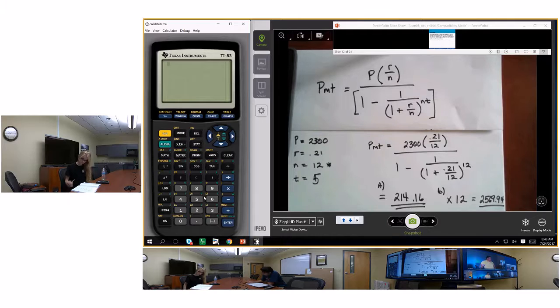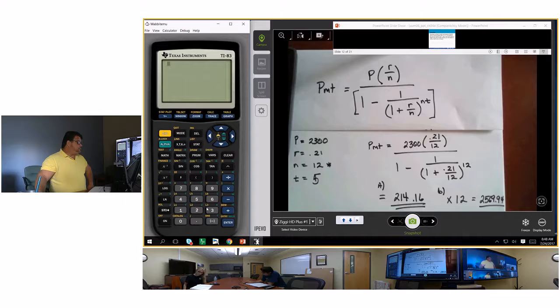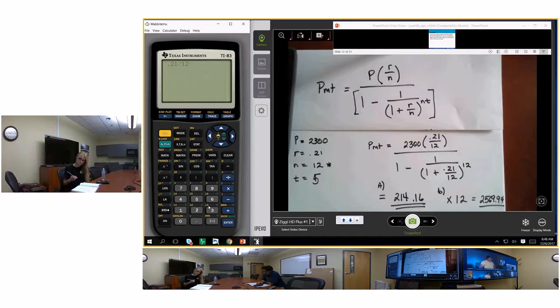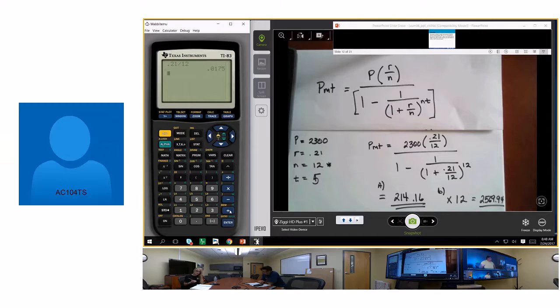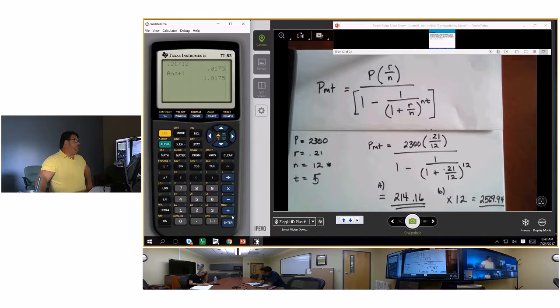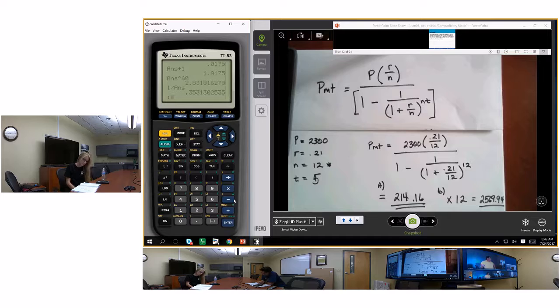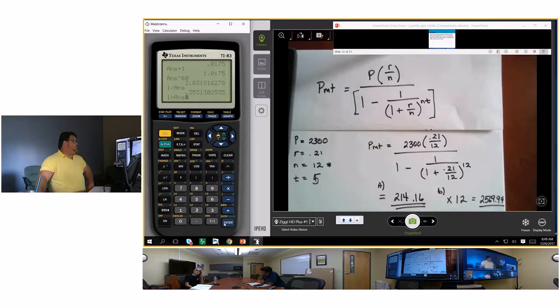Just going to change the denominator, correct? Mm-hmm. So 0.21 divided by 12 plus 1. And what's 5 times 12? 60. Raise it to the 60th power. And then 1 divided by that. I get that. And then 1 minus, I get that.